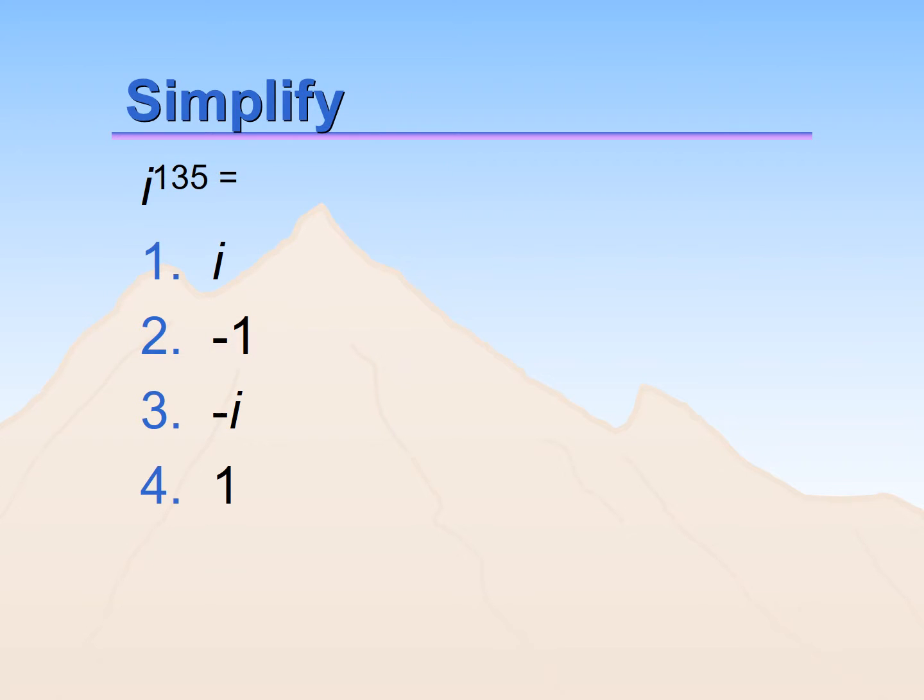Let's try another one. i to the 135th power. All right, if you did this correctly, you should have gotten option 3. Okay, so 135 divided by 4 does not divide evenly. It looks like 4 will go into 135 33 times with a remainder of 3. And because there's a remainder of 3, we can do i to the 3rd power, and i to the 3rd power is negative i.